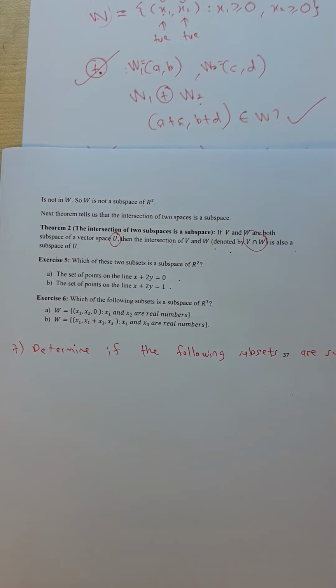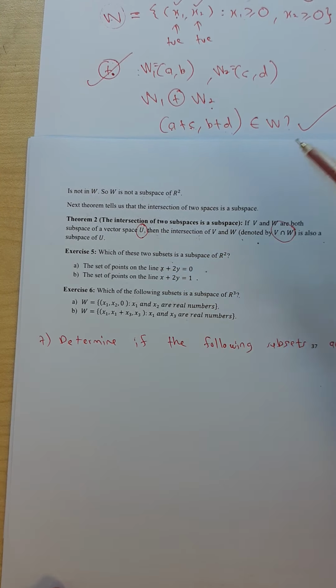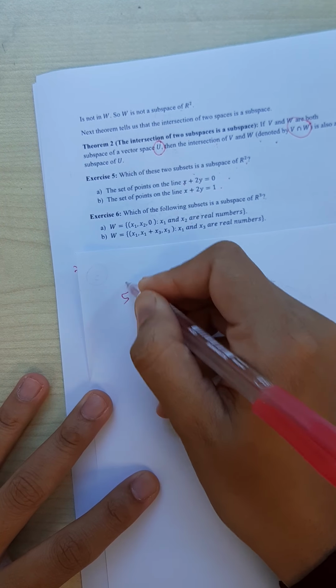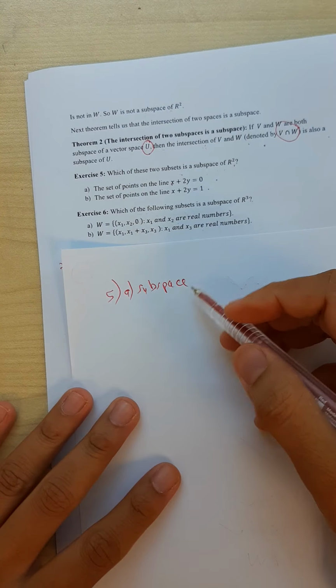So let's see. There are two exercises here. Let's see the first one. Which of these two subsets is a subspace of R2? Let me just sketch it. This is page 3. This is going to be page 4. This is example 5, part A, to check subspace of R2. Part A: you are given x plus 2y equals 0.